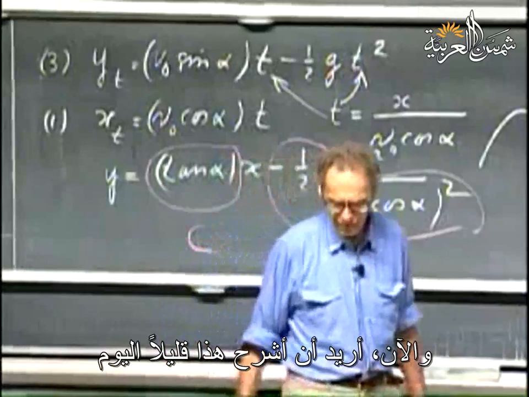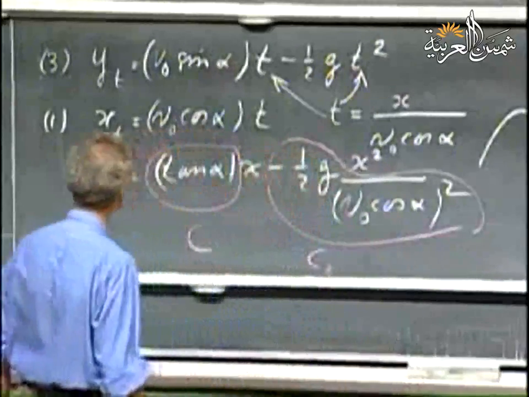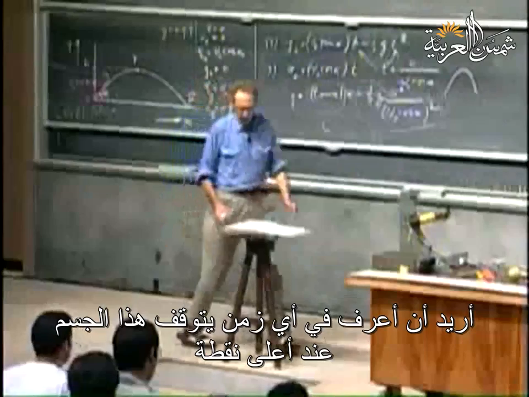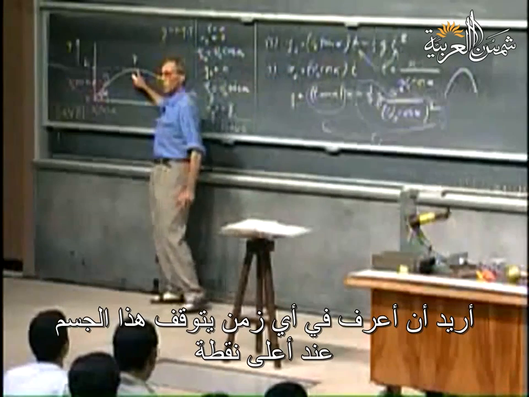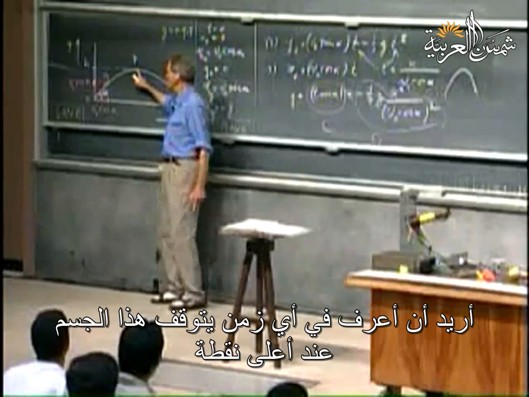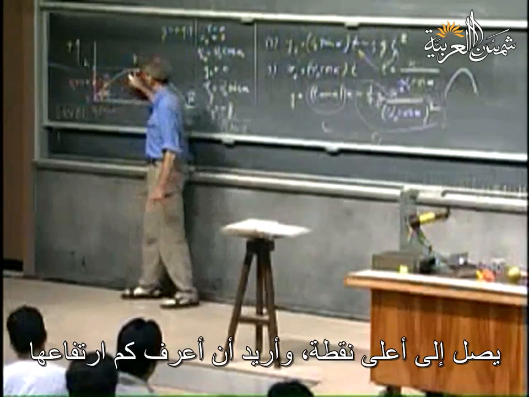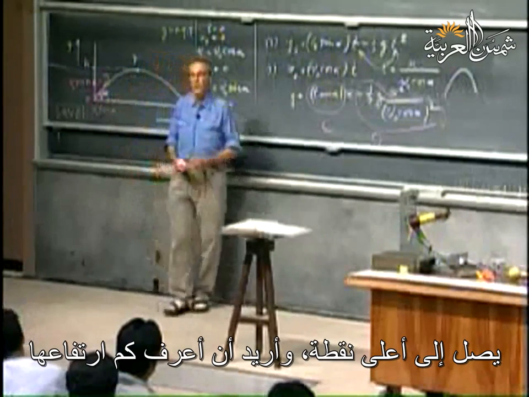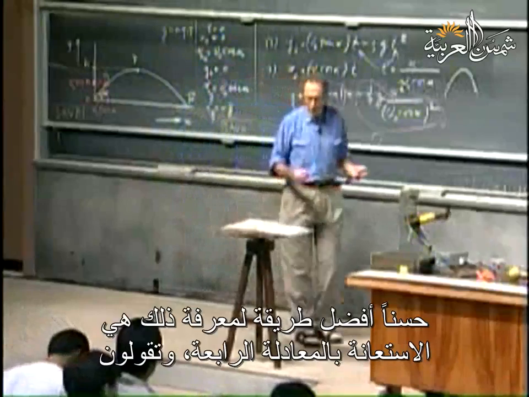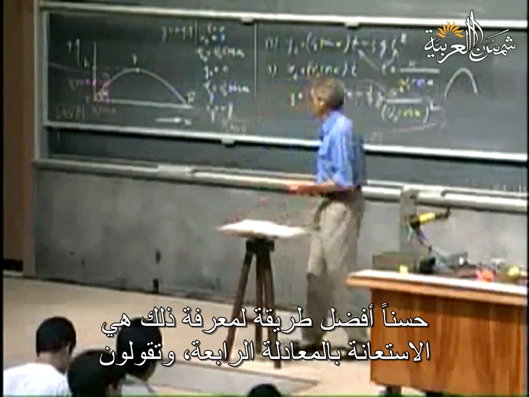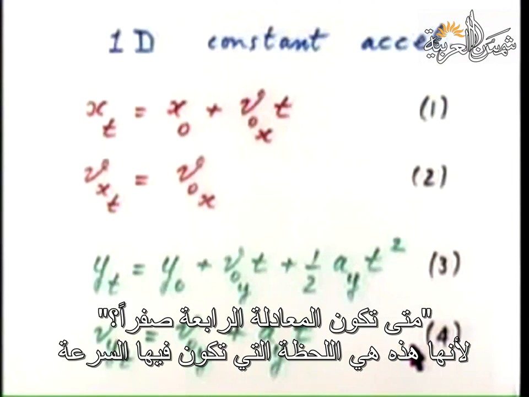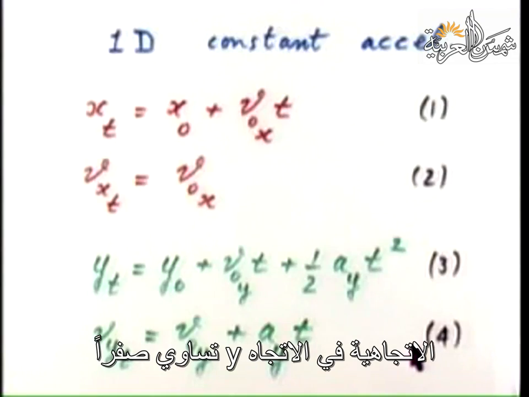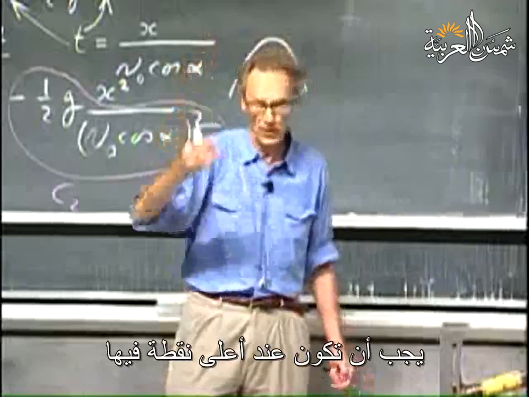Now I want to massage this quite a bit further today. I would like to know at what time the object here comes to a halt, to its highest point. It comes to a halt in the y direction, it comes to a highest point, and I want to know how high that is. Well, the best way to do is to go to equation 4 and to say to equation 4, when are you 0? Because that is the moment that the velocity in the y direction becomes 0. It must be at its highest point then.